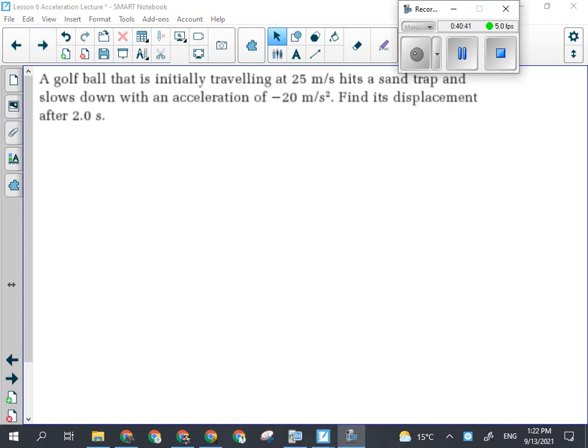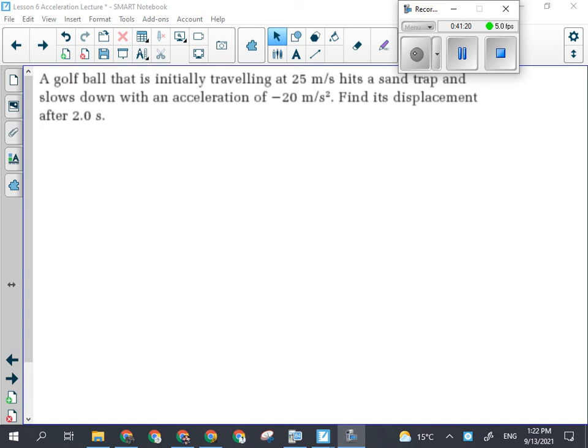All right. So again, getting the context out of a question is important. Reading it and then deciding on your givens and then thinking or visualizing the situation is an important step. So we got a golf ball that's traveling at 25 meters per second, hits a sand trap and slows down. Which direction is my acceleration then? Positive or negative? Negative. This ball is slowing down, so its acceleration is negative. So acceleration is negative 20 meters per second squared. Find its displacement after 2 seconds.